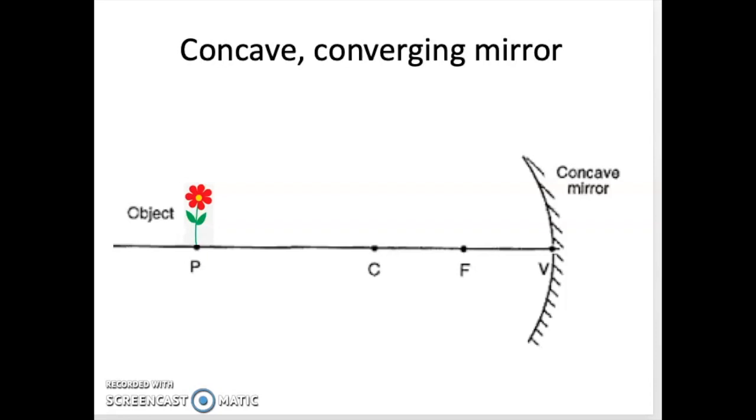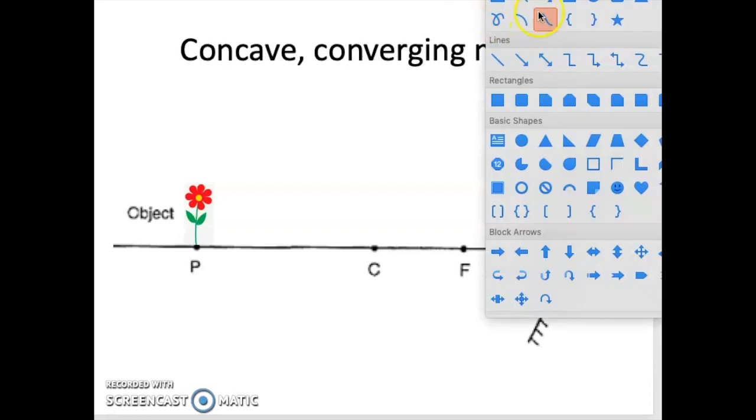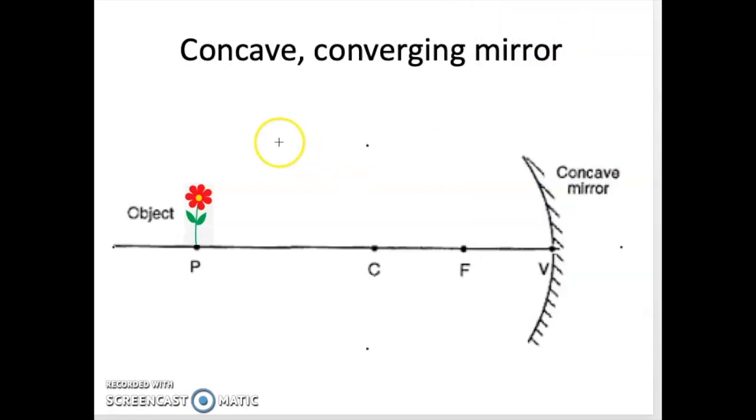So let's see if we can figure out exactly which rays need to be drawn in order to use ray diagrams as a method to determine images. So first off, let's say I have a converging mirror. And just like converging lenses, rays that leave the top of the object and travel parallel to the principal axis should reflect back towards the focal point, something like this.